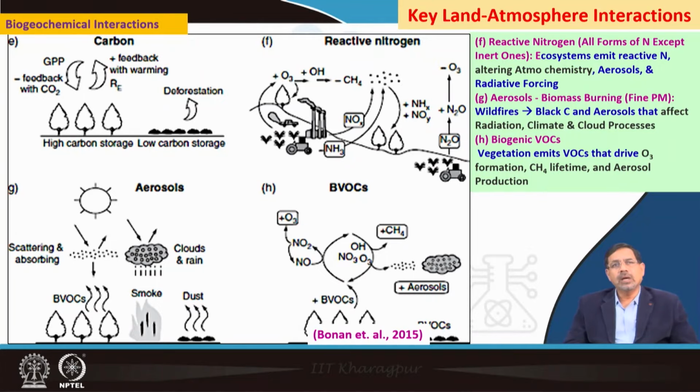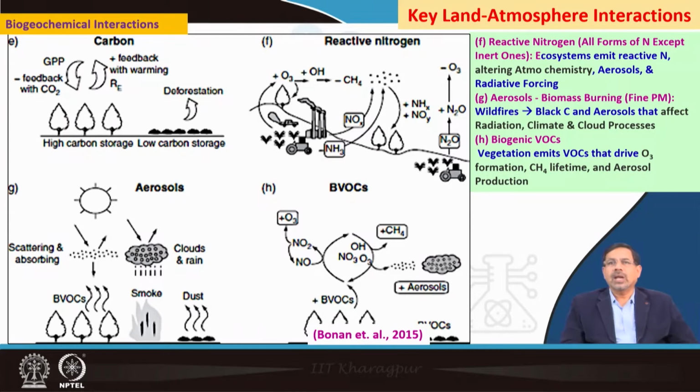And the lower left talks about the aerosols. Friends, all of us know aerosols act as a negative radiative forcing. So where do these aerosols come from? They come through different routes. Particularly, let us understand the biomass burning through fire, the particulate matter that is emitted because of the wildfires. So the black carbon, the aerosols that affect radiation, climate, and cloud processes. So their understanding in terms of aerosol loading is very important as far as the climate component is concerned.